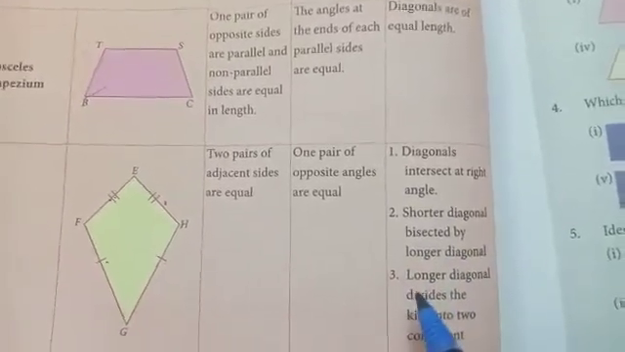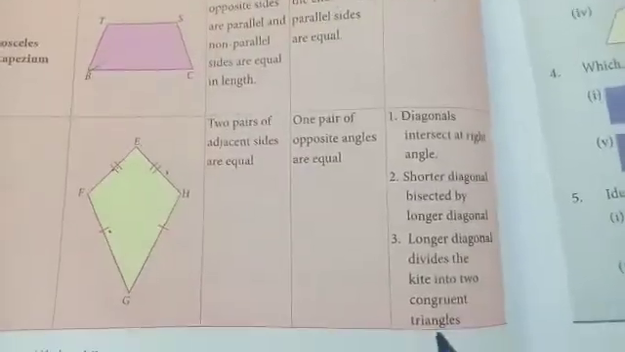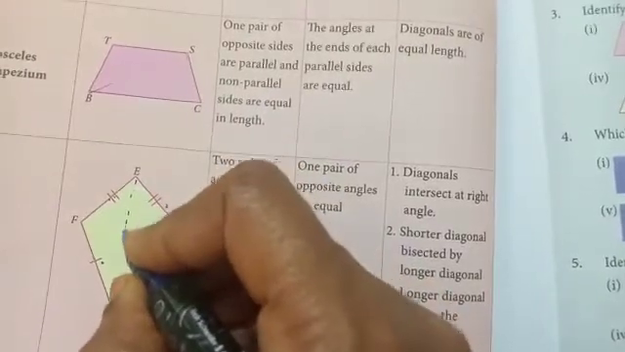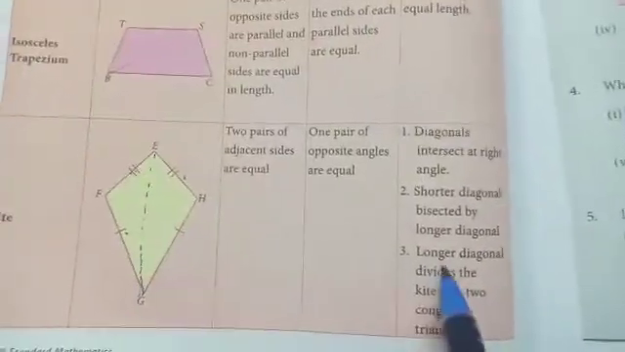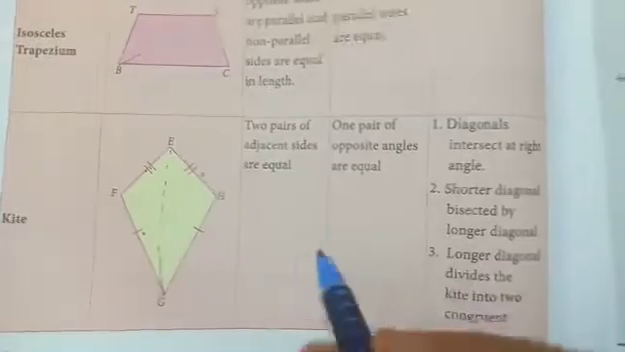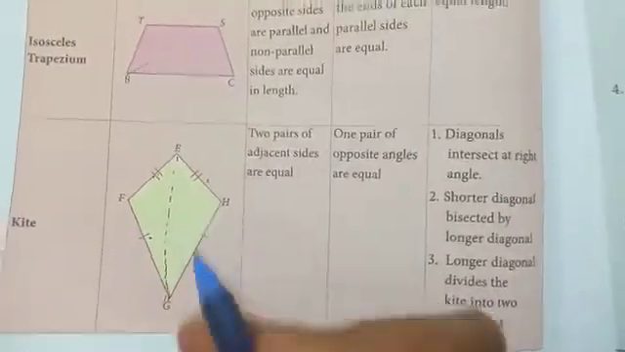Okay. Next, the longer diagonal divides the kite into two congruent triangles. This is the longer diagonal. So the longer diagonal divides the kite into two congruent triangles. That is GEF and GHE. Congruence we studied in the last chapter. So the longer diagonal divides the kite into two congruent triangles.